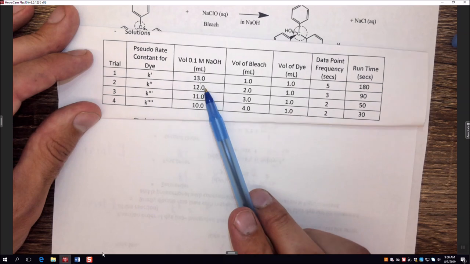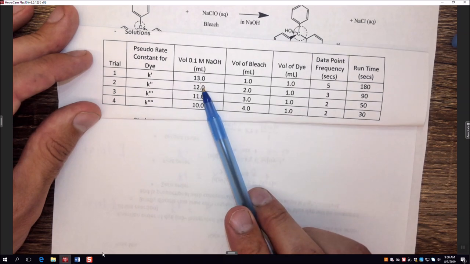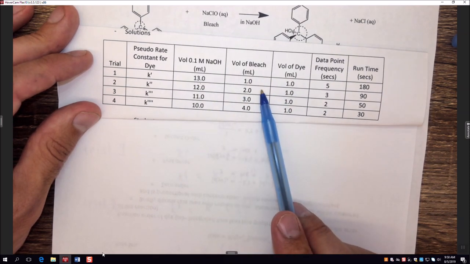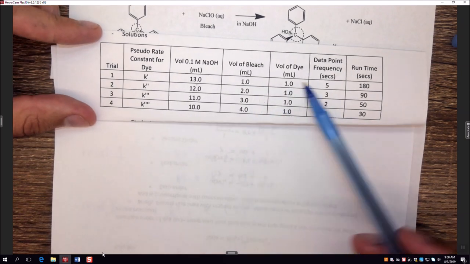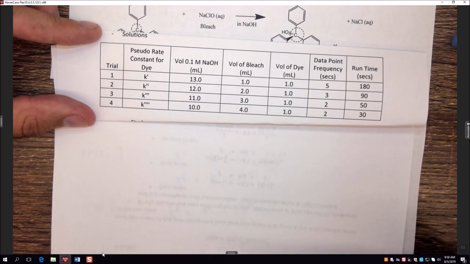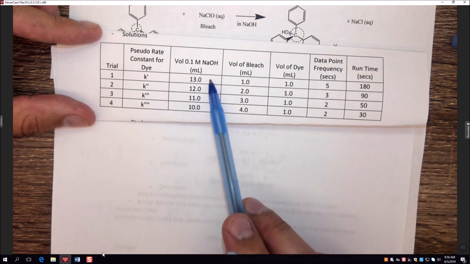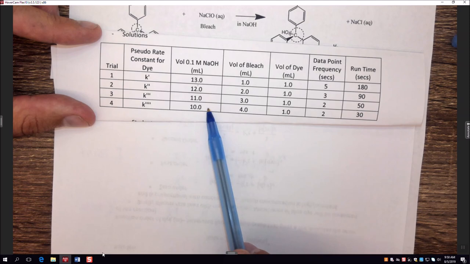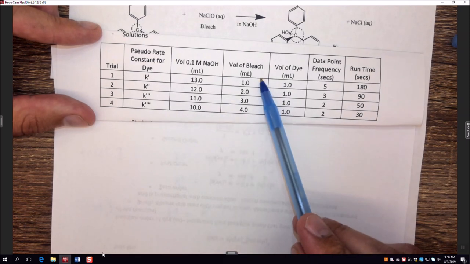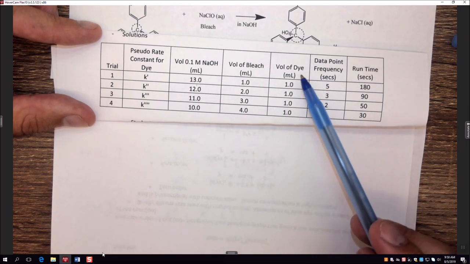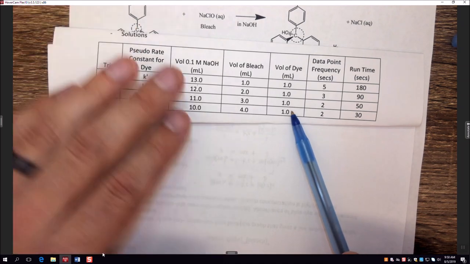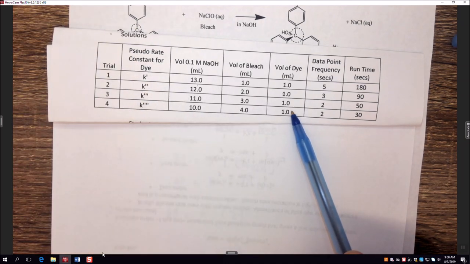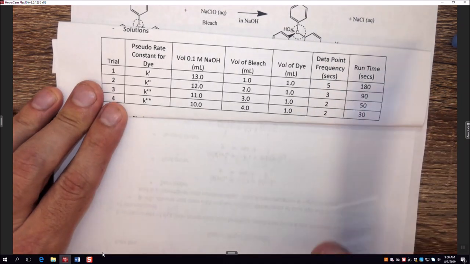For the second solution, we're going to use 1 less milliliter of NaOH and 1 more milliliter of bleach. The reason for this is we just want the volume to be 15 milliliters in all cases. So this is essentially what you're going to do for your 4 trials. Progressively using 1 less milliliter of NaOH and 1 more milliliter of bleach, the volume of dye is going to be always the same.